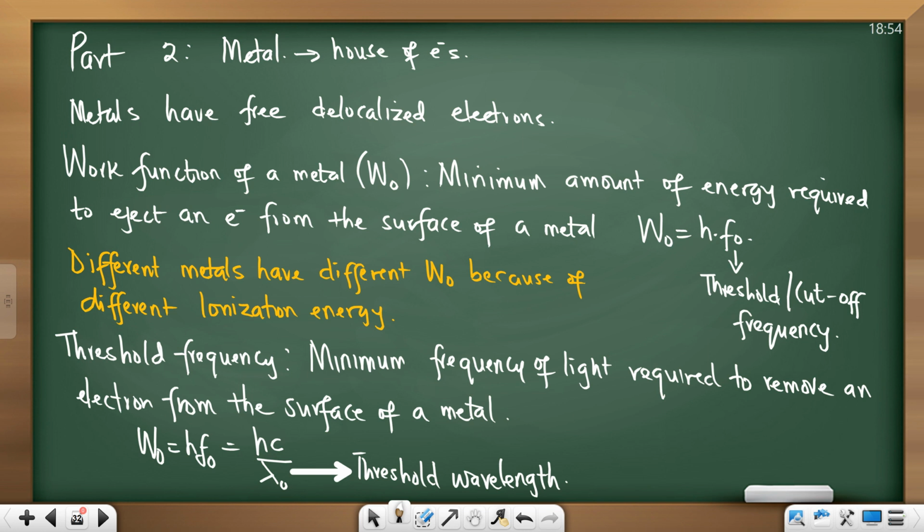I'm done with the second part. Very short. Work function: the minimum amount of energy required to eject an electron from the surface of a metal. Different metals have different work functions because of different ionization energy. Threshold frequency. We're still going to come back to all of this.